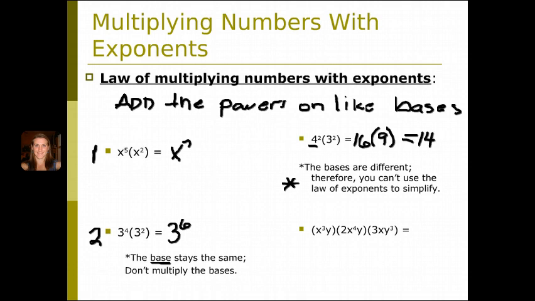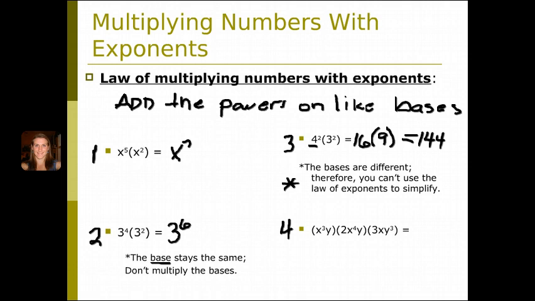Again, if the bases are not the same, you cannot add the powers on those bases. Which brings us to this final example, this fourth example down here. So this previous one was the third example. We have x to the third y times 2x to the fourth y times 3x y to the third. The coefficient of the first term here is 1, second coefficient is 2, and the final coefficient is 3. 1 times 2 times 3 is 6.